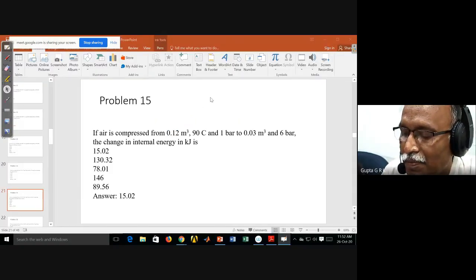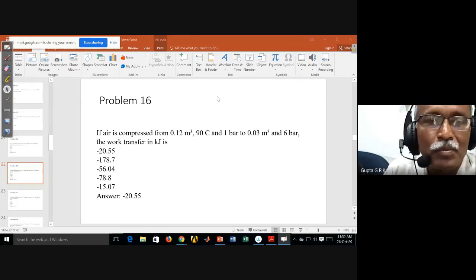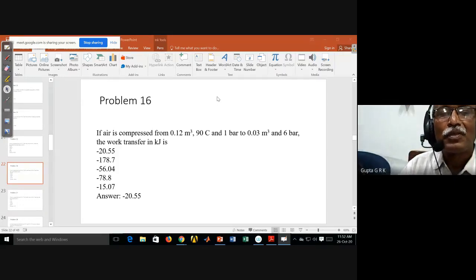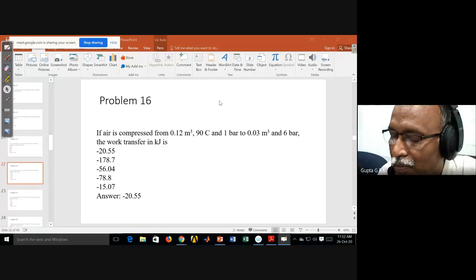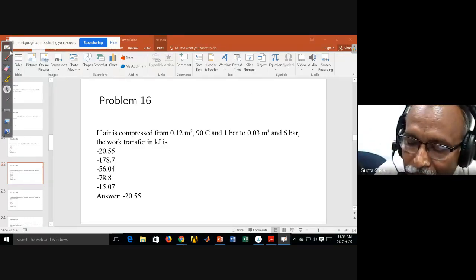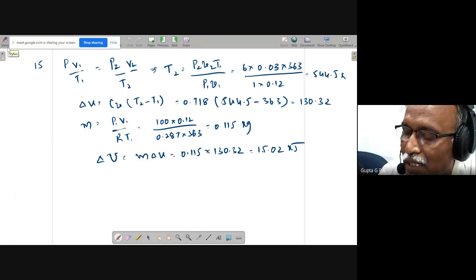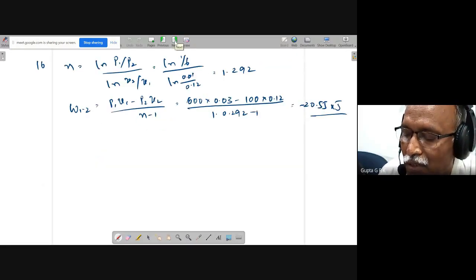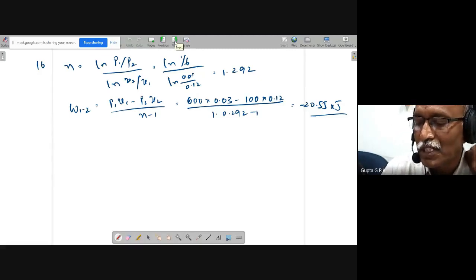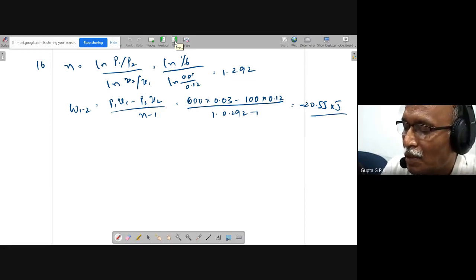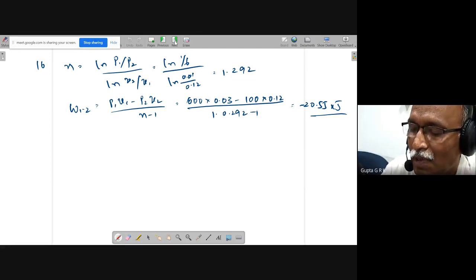Then problem 16: if air is compressed from the same state, we are asked to find out the work transfer. Previously, we found the internal energy. The work transfer is P1 V1 minus P2 V2 by n minus 1, or you can put R into T1 minus T2 by n minus 1. So the same value you will get.